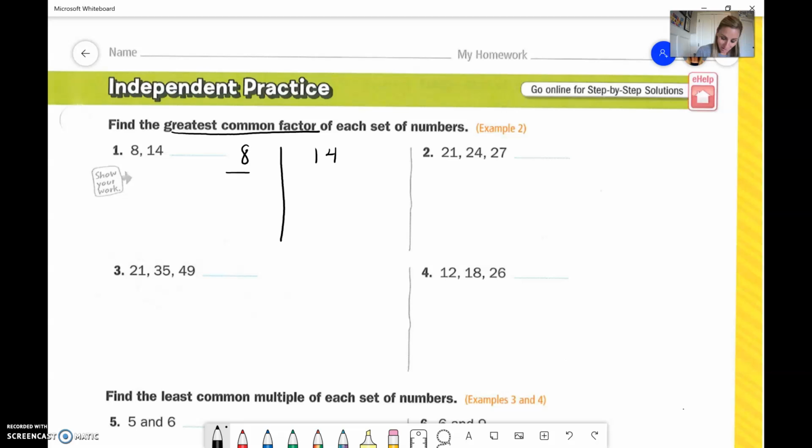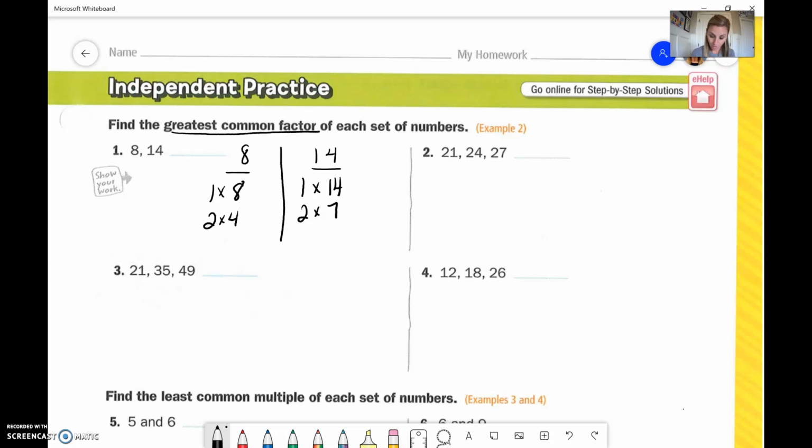Okay, so we're going to take a look at 8. We know that we can do 1 times 8, and then I go to the next number. 2 times 4, 3, nope, 4, I'm finished. So my factors of 8 are 1, 2, 4, and 8. So let's list the factors of 14, the numbers we can multiply together to get 14. 1 times 14, 2, yep, 2 times 7, 3, nope. 4, nope. 5, nope. 6, nope.